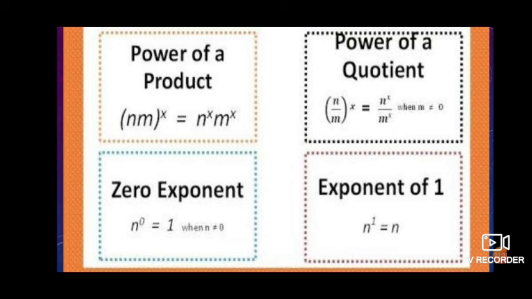Next, zero exponent. Anything power 0 is 1, children. Even if it is 1 crore, power 0 means 1. The answer is 1. Here n to the power 0 is equal to 1. Exponent of 1: anything power 1 means itself. Then the same value we have to write. Now we'll see a few sums on that.